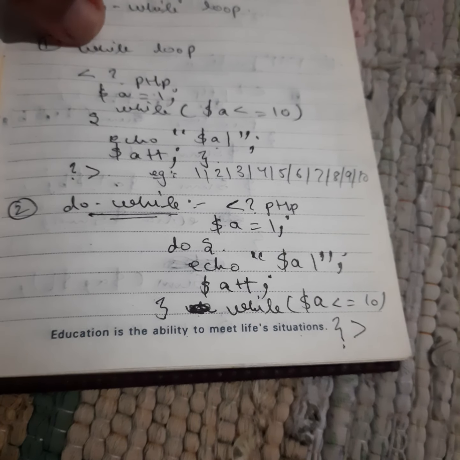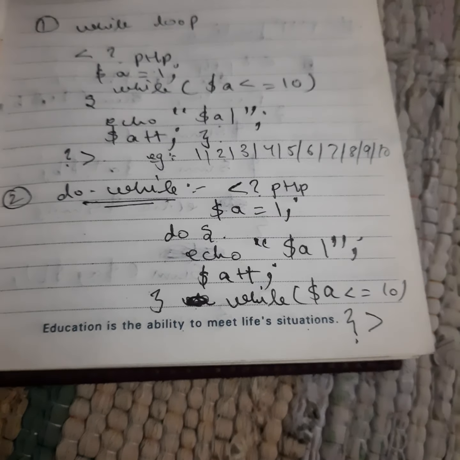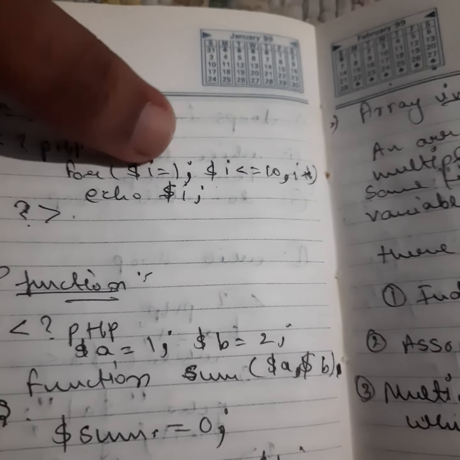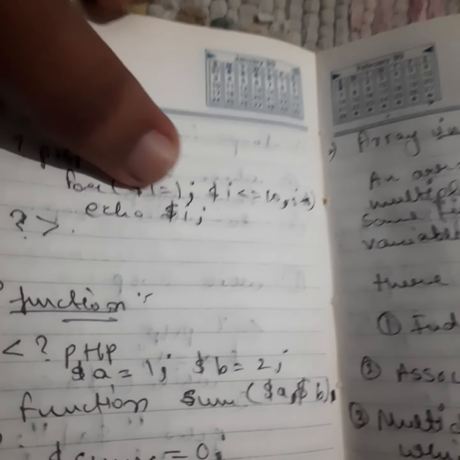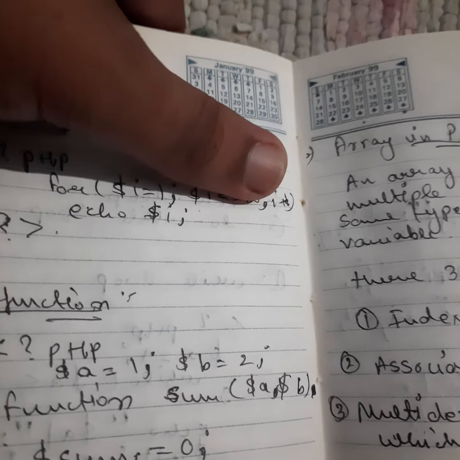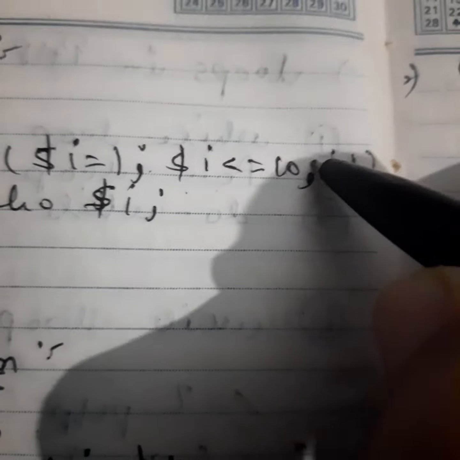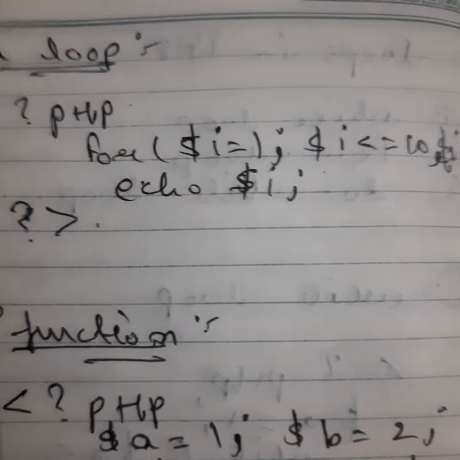I print that with do while also. It is a similar case. And the same for the for loop. I place $i equals 1, then $i less than or equals 10, then increment $i, then print $i.